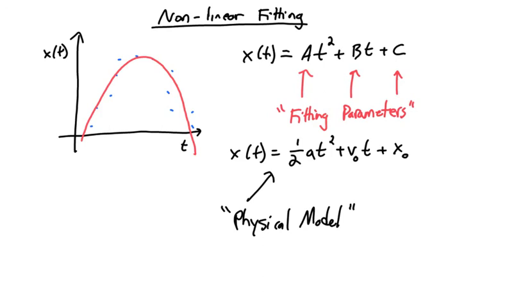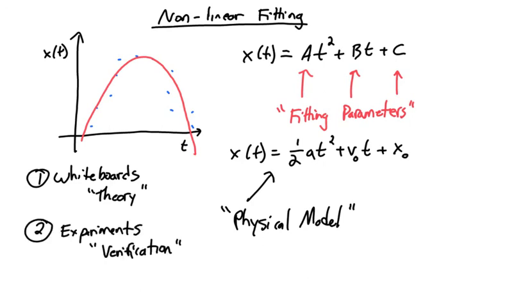So essentially we have two different kinds of activities in this course. We have whiteboards, which are telling us about the theory of physics and how to describe motions via equations and physical laws, and we have experiments. The experiments serve to verify that the physical models that we construct using theory actually describe the real world, because of course that's what physics is supposed to be able to do, is describe real objects in the real world.